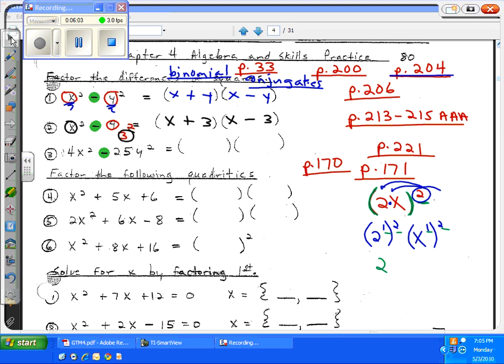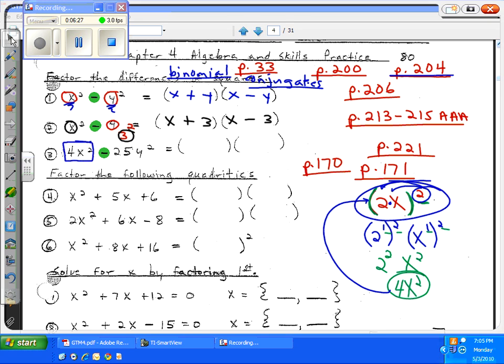When you raise a power to a power, you multiply the exponents. 2 to the 1 times 2 is 2 to the second. X to the 1 times 2 is x to the second. And so the result is 4x squared. So we can see that 4x squared is the same as 2x quantity squared.